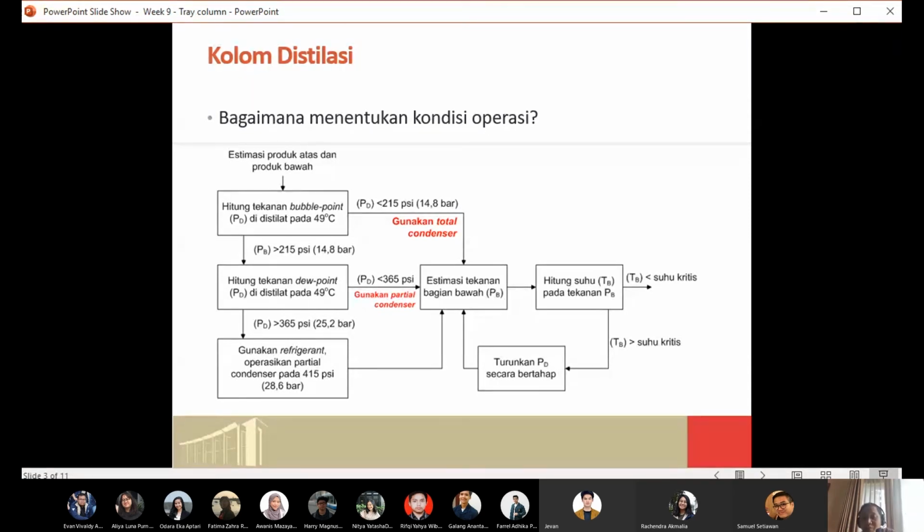Why do we have to think about that? Because we also have to think about the utility that we will use, for example cooling water, air cooler, or refrigerant, or the type of heating media, for example steam, or hot oil, etc. So the guidance is shown in this schematic block, to select the correct pressure and then the correct temperature for the top side and also for the bottom side.